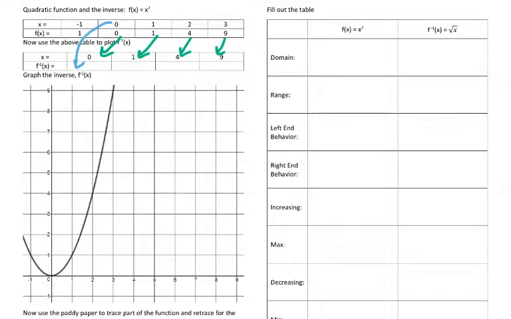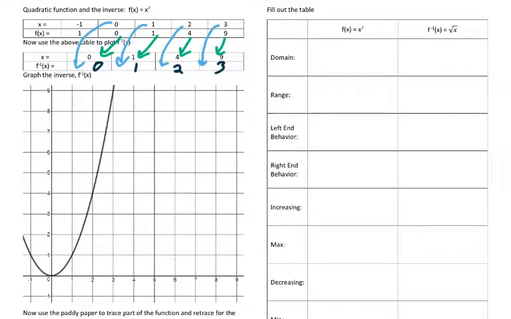So this would now be 0. This is now going to be 1. This one's now going to be 2. And this, which was the input, now the output of the inverse, is now going to be 3.